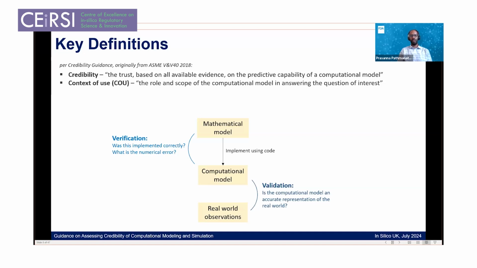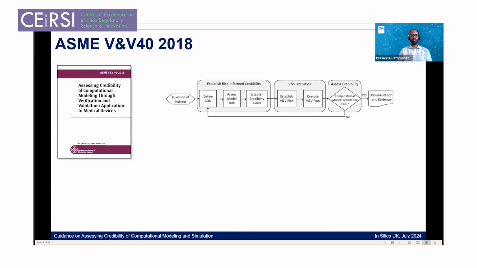Then validation asks, is the computational model an accurate representation of the real world? And that's where you now need to bring in experimental data or clinical data and actually do some kind of comparison to the real world to see whether the computational model, which is going to be a mixture of your assumptions, your parameters, and your numerical implementation, provides predictions that align with what we observe in the real world?